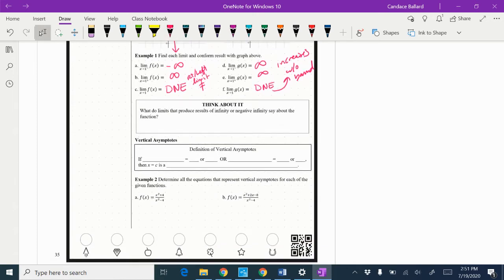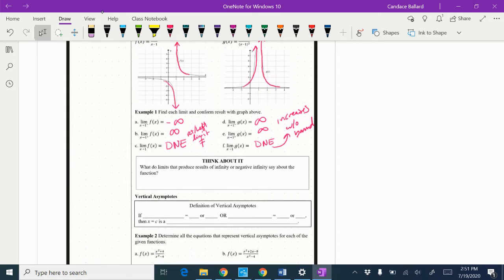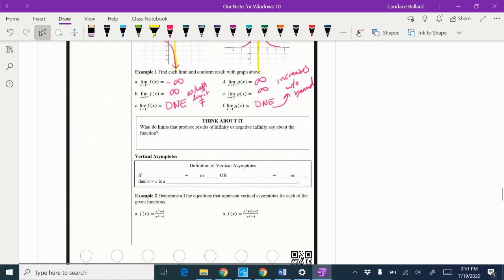So what do limits that produce results of infinity or negative infinity say about the function? Well, every time I get limits of infinity or negative infinity, you'll notice I have this thing in here that we call the vertical asymptote. So if I have an infinite or negative infinite limit, I know that I'm going to have an asymptote at that location. So I'd say they represent locations of vertical asymptotes.